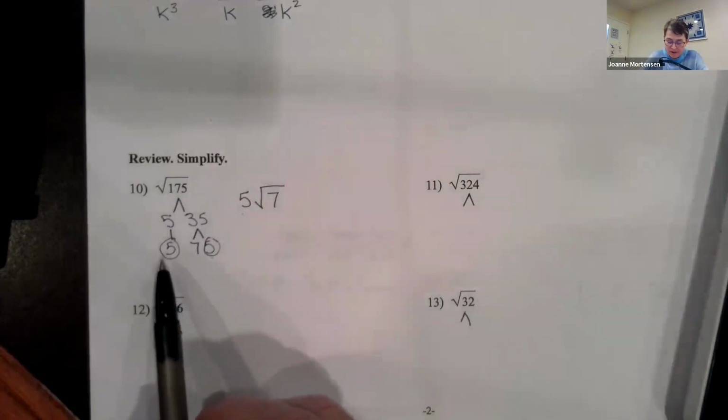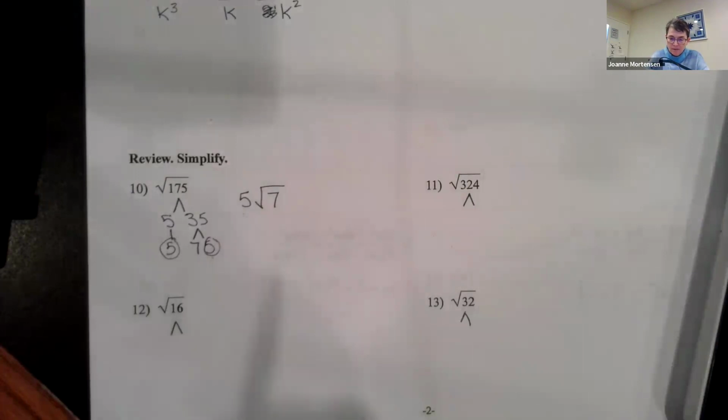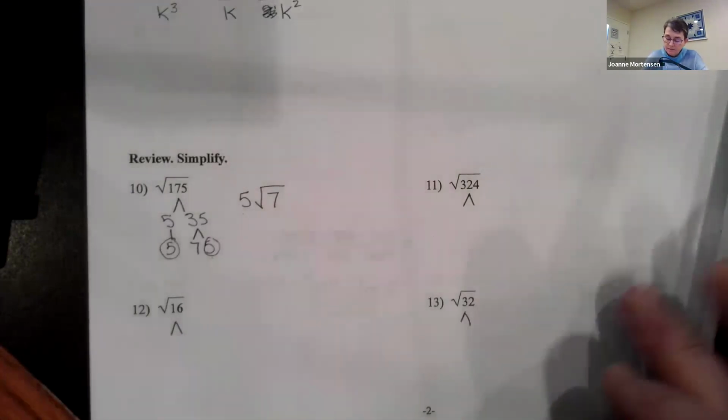Just remember that from every pair, when it moves to the outside, it's like taking the square root, so only one goes to the outside.